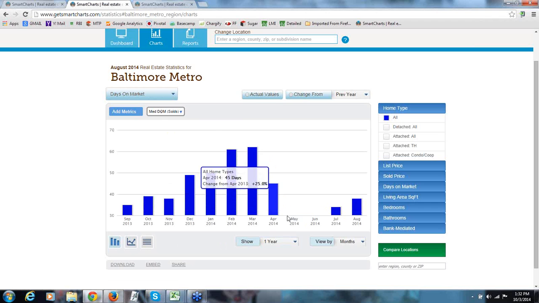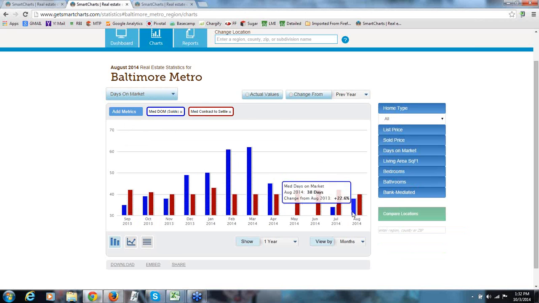So median days on market is pretty straightforward. The other new thing that we have is median contract to settle. This is saying how long is it taking folks once they get to contract, once they have a ratified contract, how long is it taking before ultimate closing? And that's where I mentioned earlier about the 30 to 45-day lag for some of our sold statistics. If you're looking at median sale price, it's actually for things that went to contract a month or month and a half earlier. But this is getting a sense of half the homes that sold in August in Baltimore Metro were in contract for 40 days before settlement.